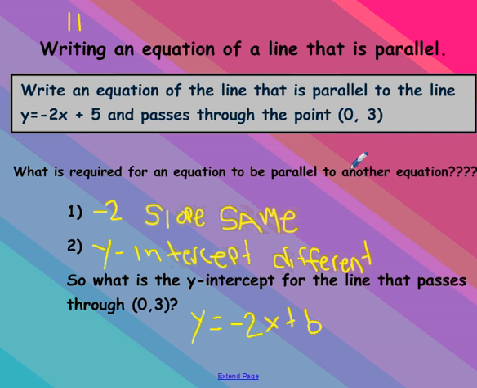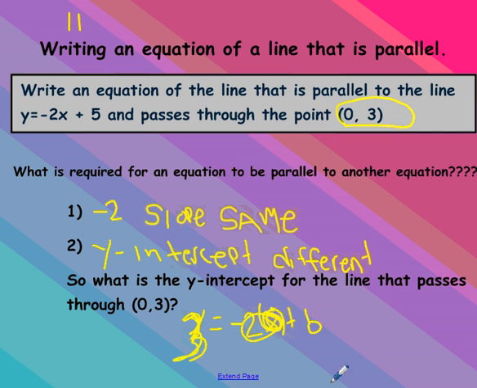Well, let's see, the point they want me to use is (0, 3). What if I plug 0 in for x? So say that's a 0. I'm going to get what? 0. So I'm going to get y equals b. But they're telling me that y is going to actually be equal to 3. So if that's the case, this becomes a big old 0.